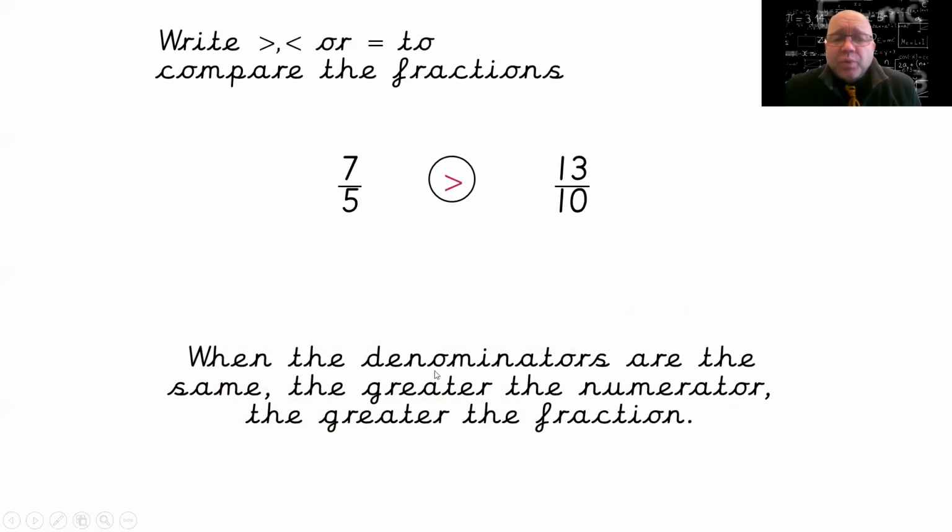So the rule was when the denominators are the same, the greater the numerator, the greater the fraction. But at the moment, our denominators are not the same. So let's make them the same. We're going to make them both 10. 5 times 2, 7 times 2 gives us 14 over 10. So we've now proved it mathematically without having to draw a bar model. 14 tenths is greater than 13 tenths. So there's our solution. Okay.